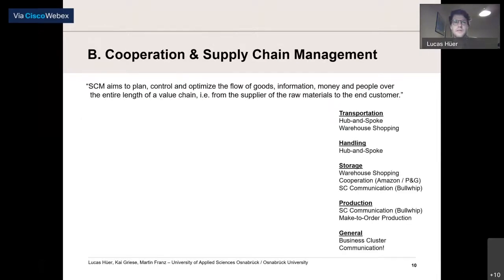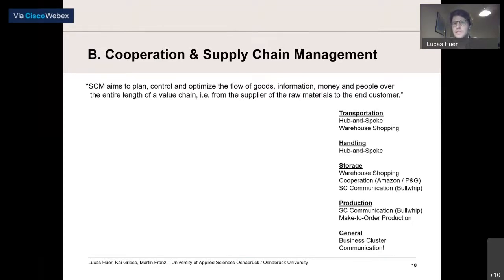The second solution field is the cooperation inside the supply chain with suppliers, for example, or outside the supply chain with other companies you want to work with. So we defined supply chain management as something that aims to plan and control and optimize the flow of goods as well as information, across the whole value chain.